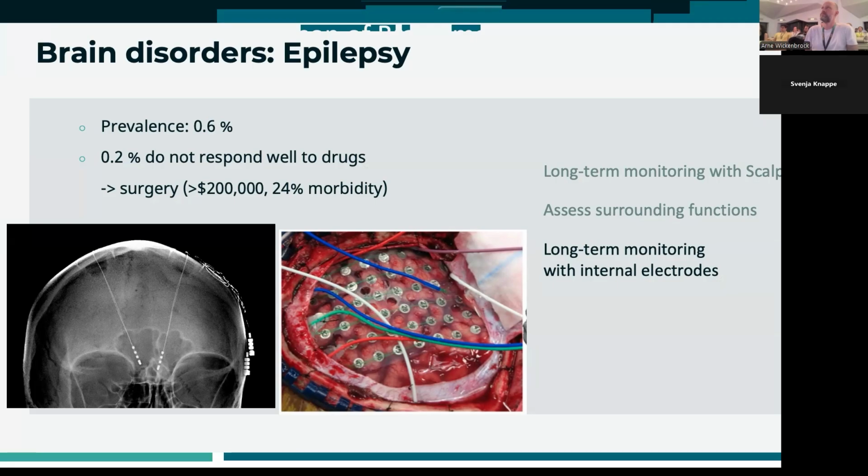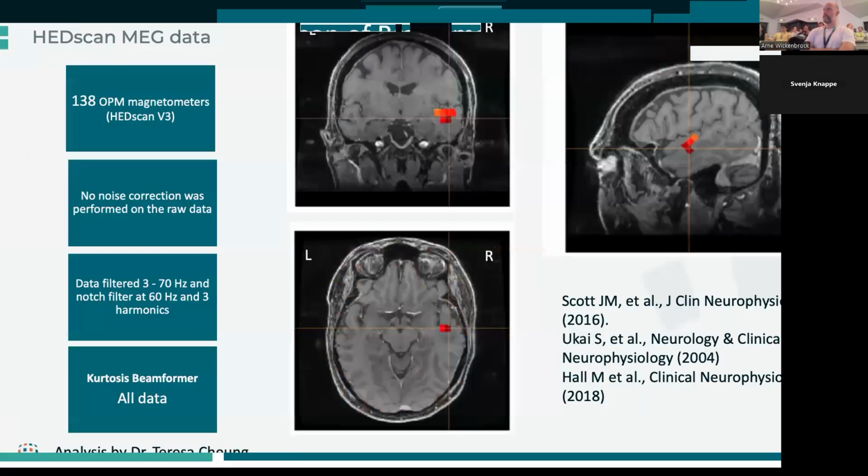And these surgeries are very expensive, but you see how high the morbidity is because you have to sit there with an open scalp for about 2 weeks. And so the likeliness of infection is very high. And so people are trying to find non-invasive ways to localize these spikes.